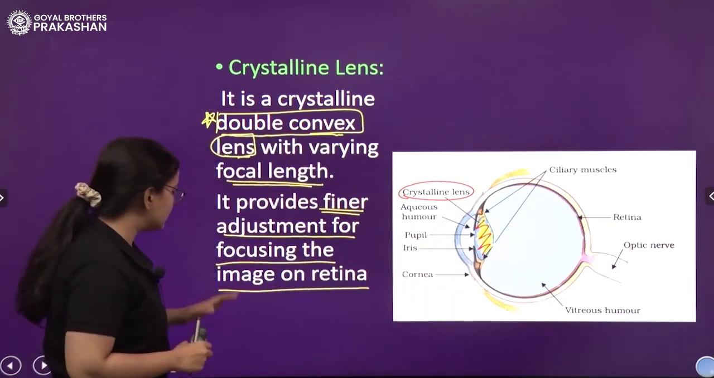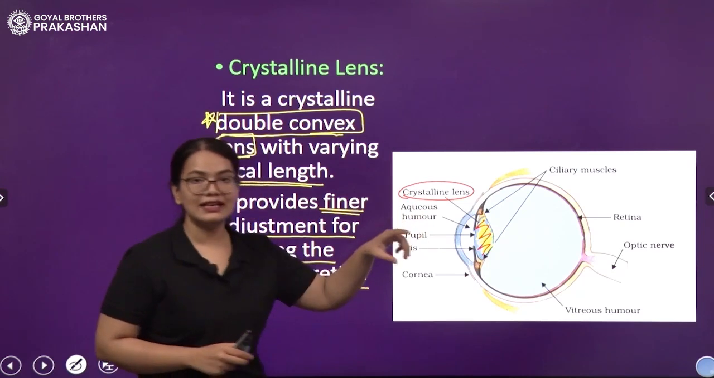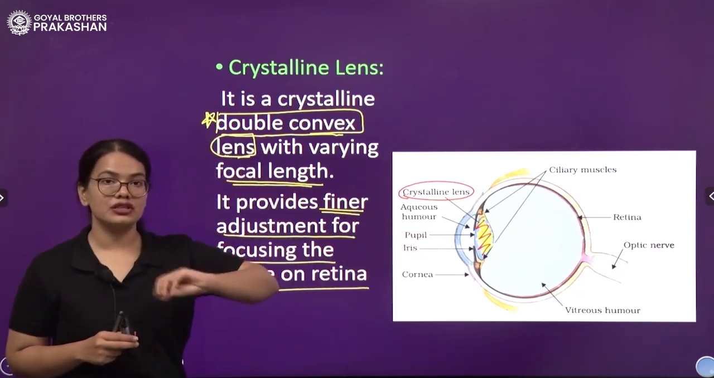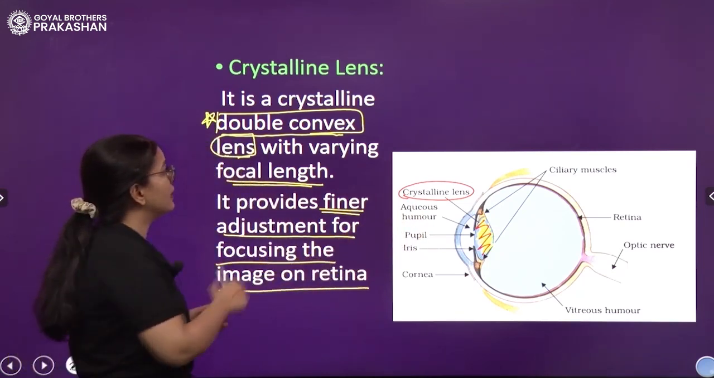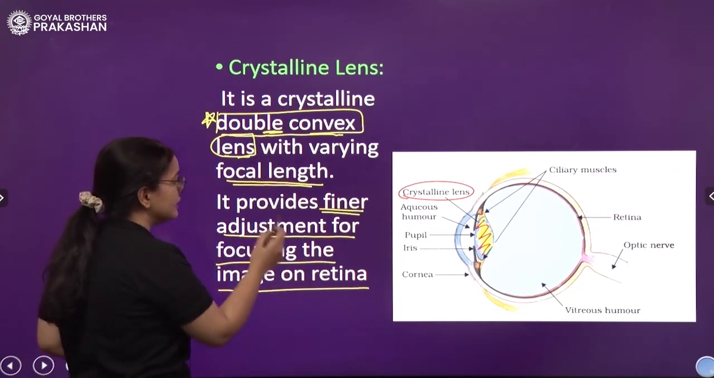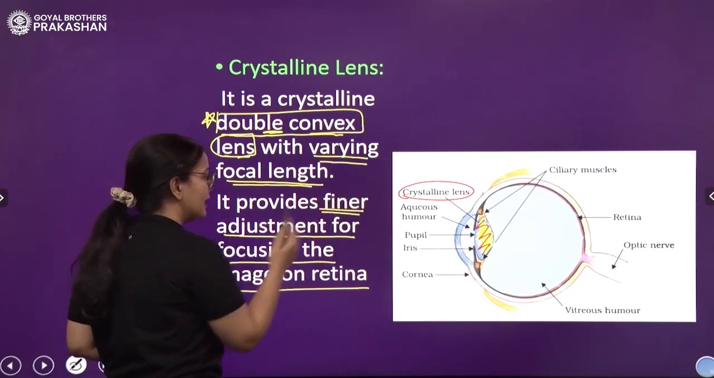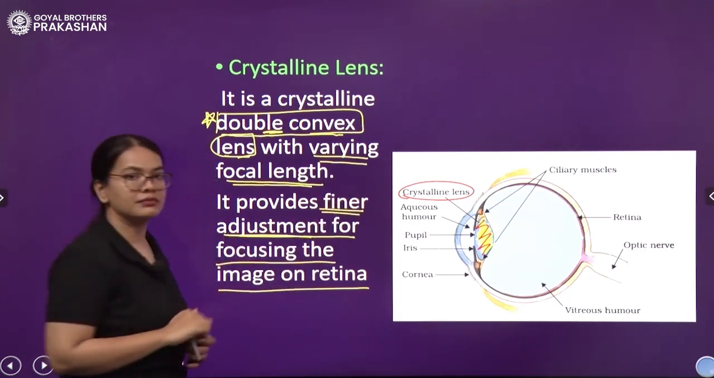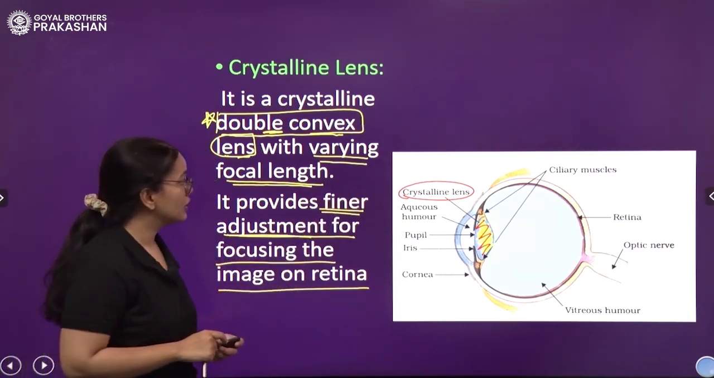Okay. So, it is with the help of this crystalline lens that the image formation takes place, and it is double convex. Okay. And its focal length is varying, and it is used for finer adjustment for focusing the image. Okay.